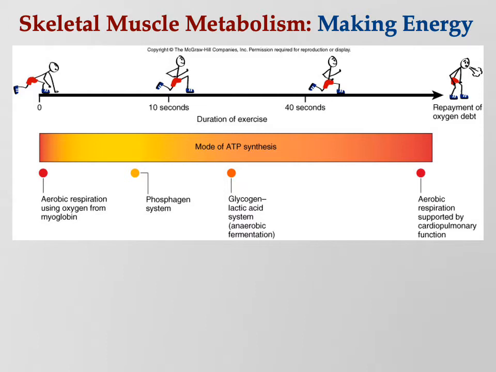Aerobic respiration is very efficient. You get 36 or thereabouts, depends on how you count them, ATPs for each molecule of glucose. The drawback is that it's very slow. So basically, as you go from the phosphagen system to glycolysis to aerobic respiration, it gets more and more efficient, but it gets slower and slower.